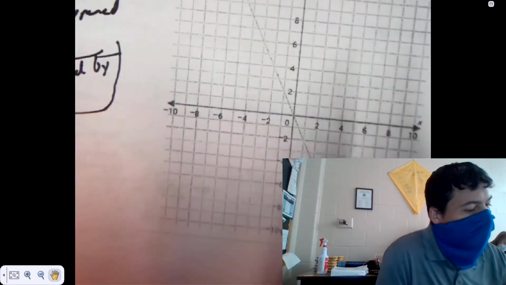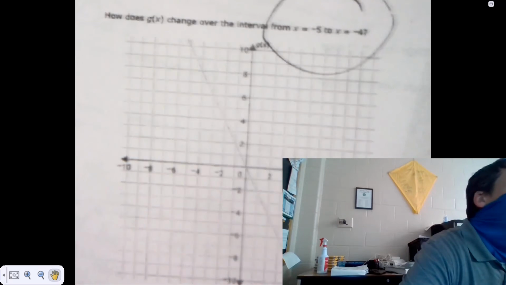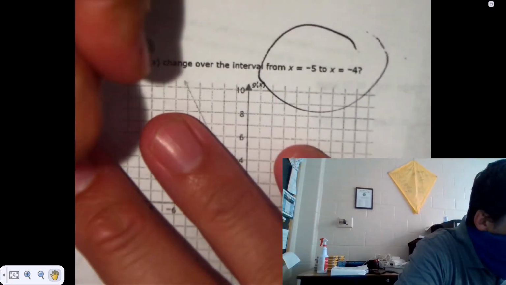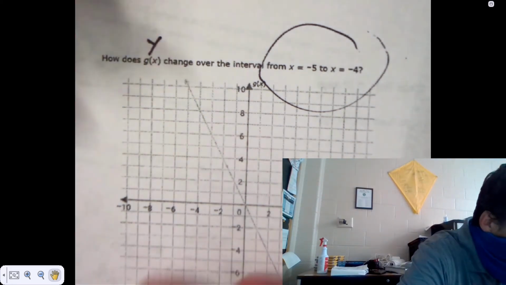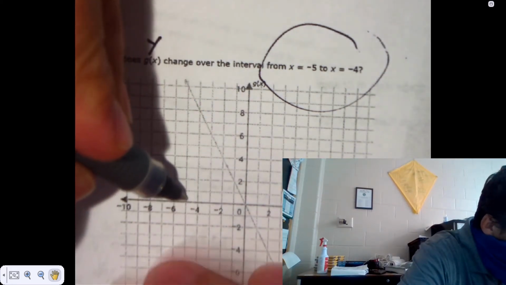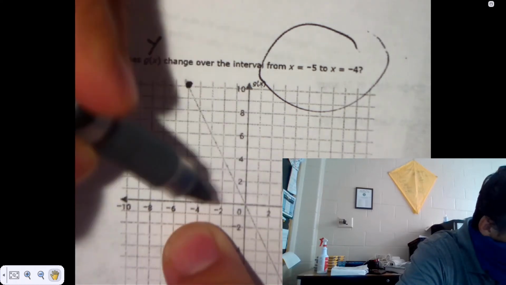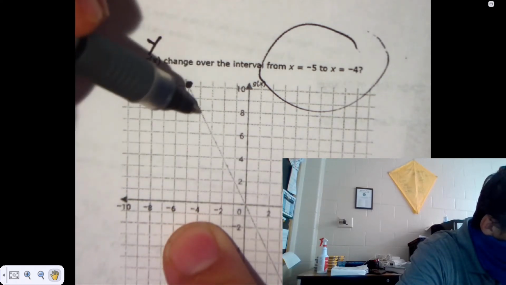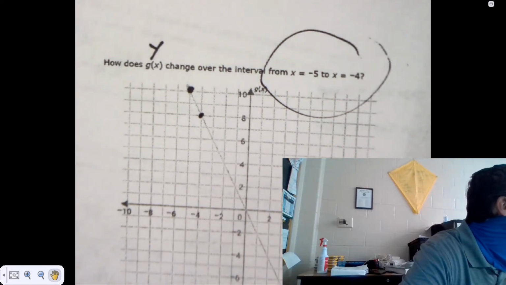And of course, as you move up, they'll start working with negative numbers, because negative numbers are harder for kids to work with. They really are. So same kind of deal. How does y change from x equals negative 5 to x equals negative 4? So I'm just going to plot those points. Here's where x is negative 5. I put a point on the grid. Here's where x is negative 4. I put a point on the grid. And what happened to y? Decreased by 2.